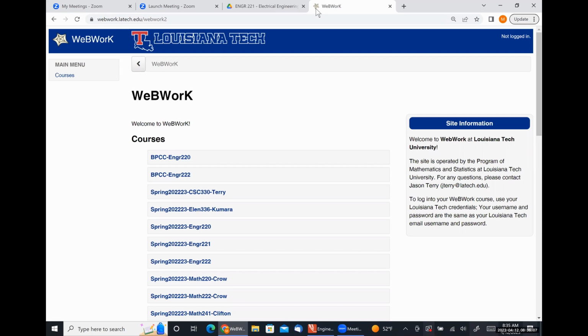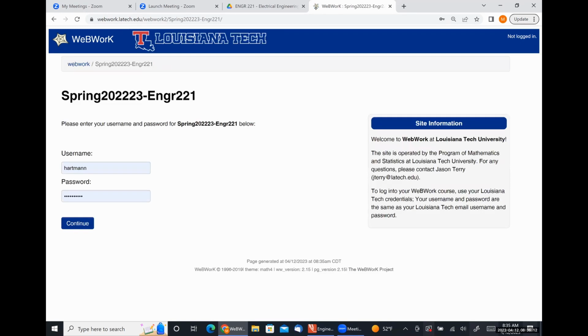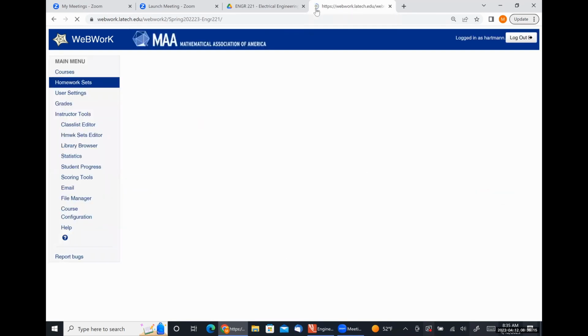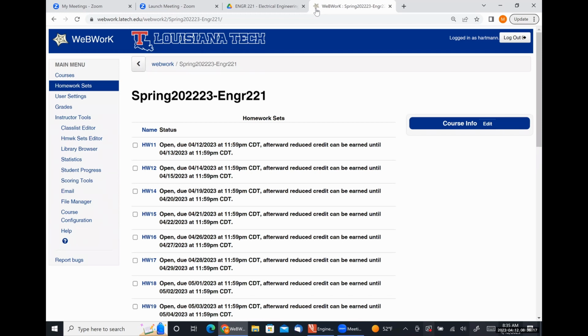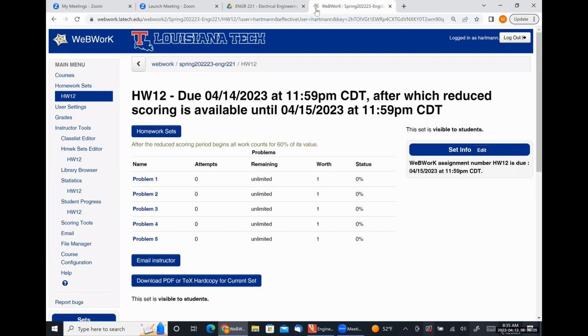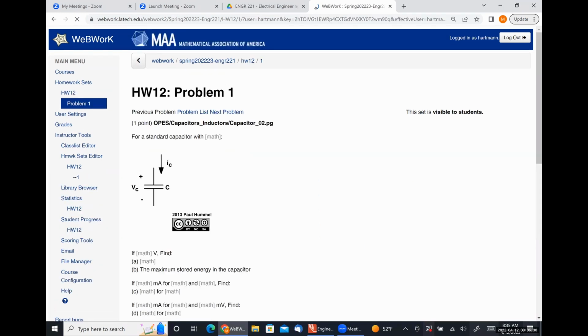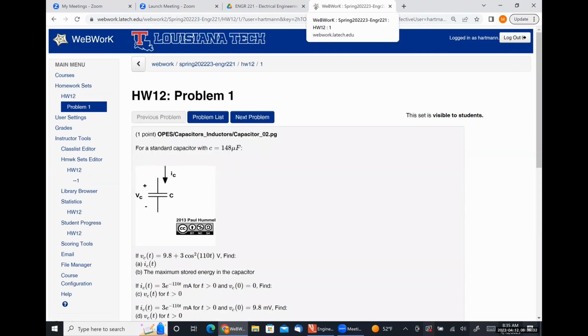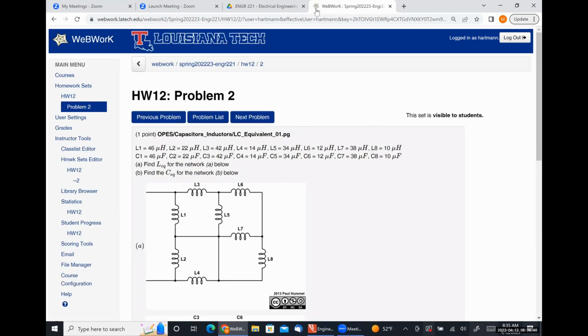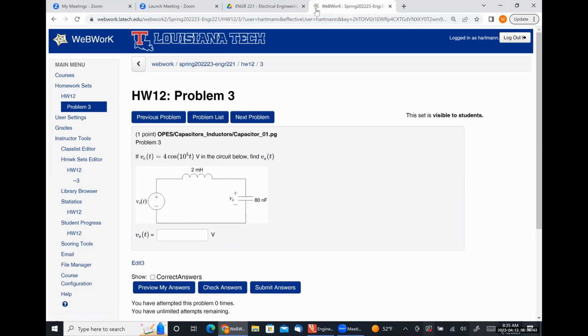Hold on, let me pull up something here. Let's see, I think we're at homework set number 12 here. The problems that I'm going to bring to your attention are ones that typically contain both inductors and capacitors. The reason why I like them is because it forces you to really learn about the relationships.